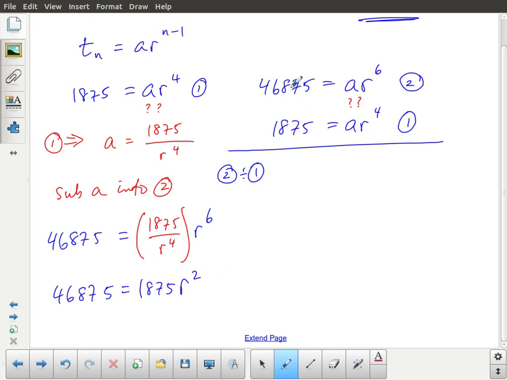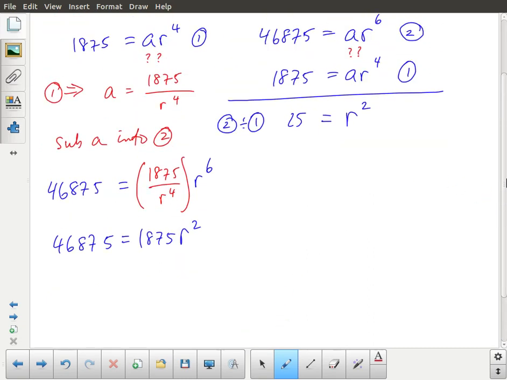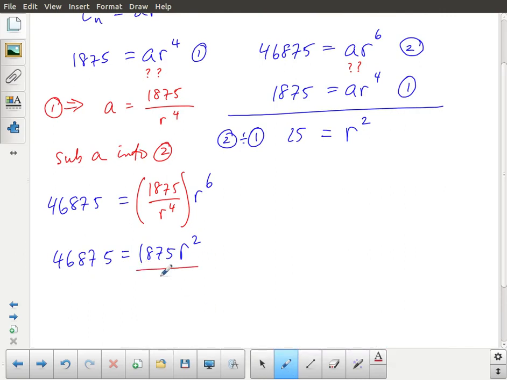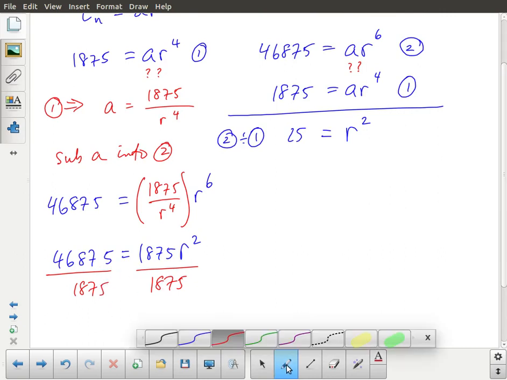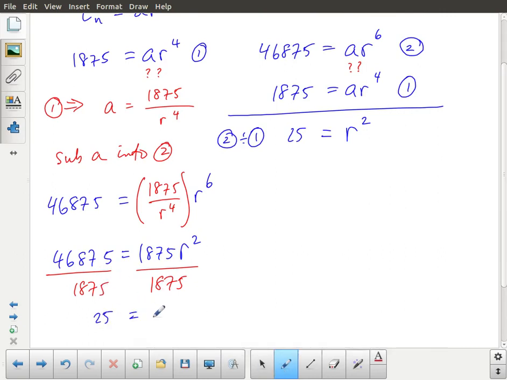The first thing is 46875 divided by 1875. And I remember this just from seeing this question done recently. That's just 25. A divided by a is equal to 1. R to the 6 divided by r to the 4th gives me r squared. If I had taken the next step here, divide by 1875 on both sides, I would have ended up in the same place: 25 equals r squared. So at this point, the two solutions converge.